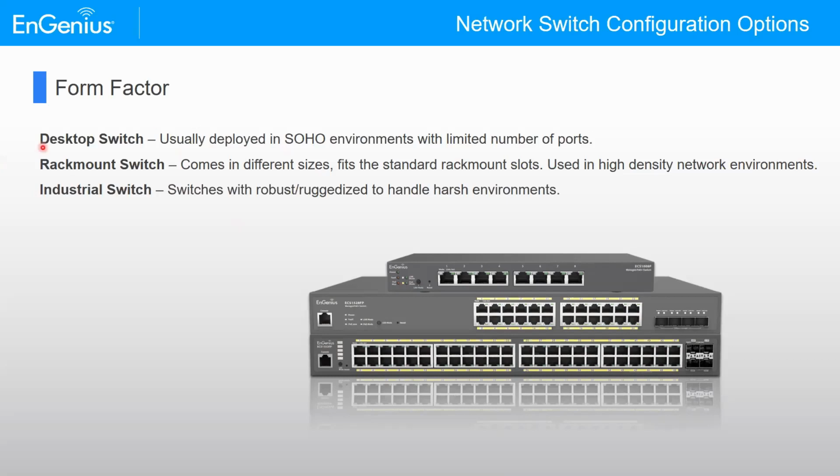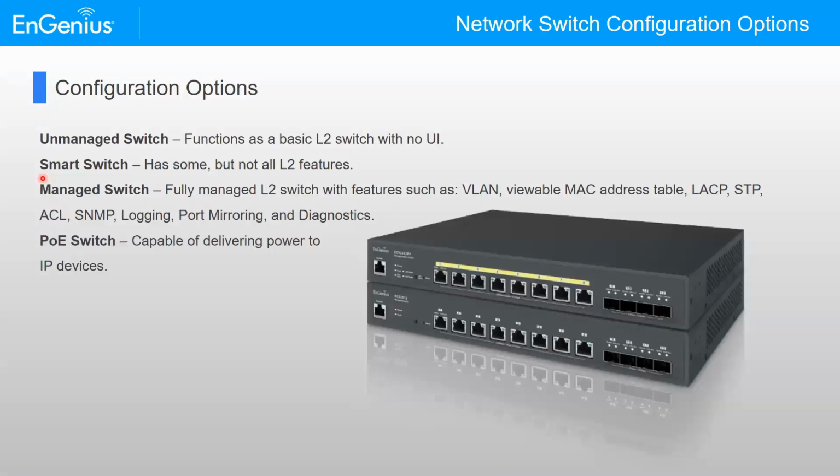Now, the form factor doesn't affect what type of switch it is, if it's unmanaged, layer 1, layer 2, or layer 3. Basically, it just changes how it's installed physically. For configuration options, you have first the unmanaged switch. Again, an unmanaged switch is basically a switch without a user interface. It functions as a normal switch, like my diagram just now. So layer 2, it can process that properly, but it doesn't have any features in terms of VLAN.